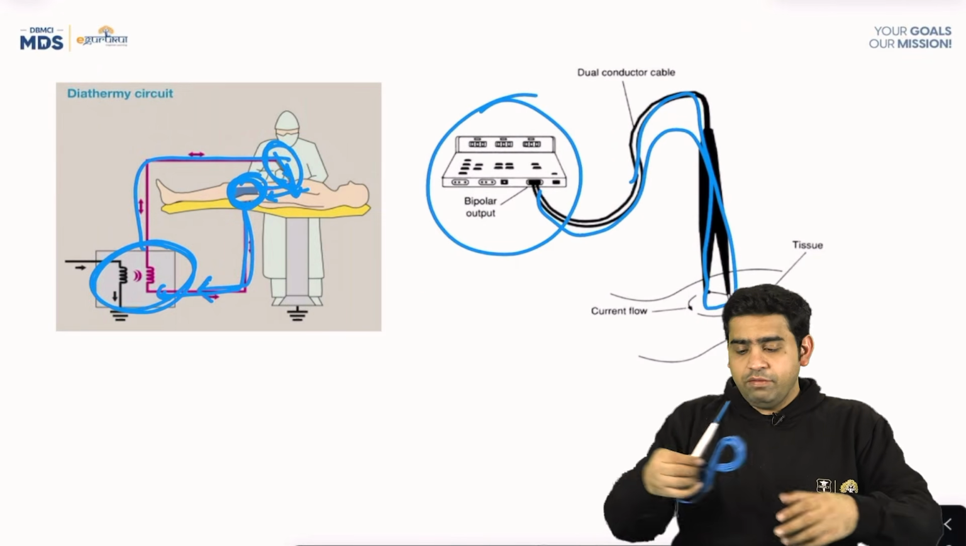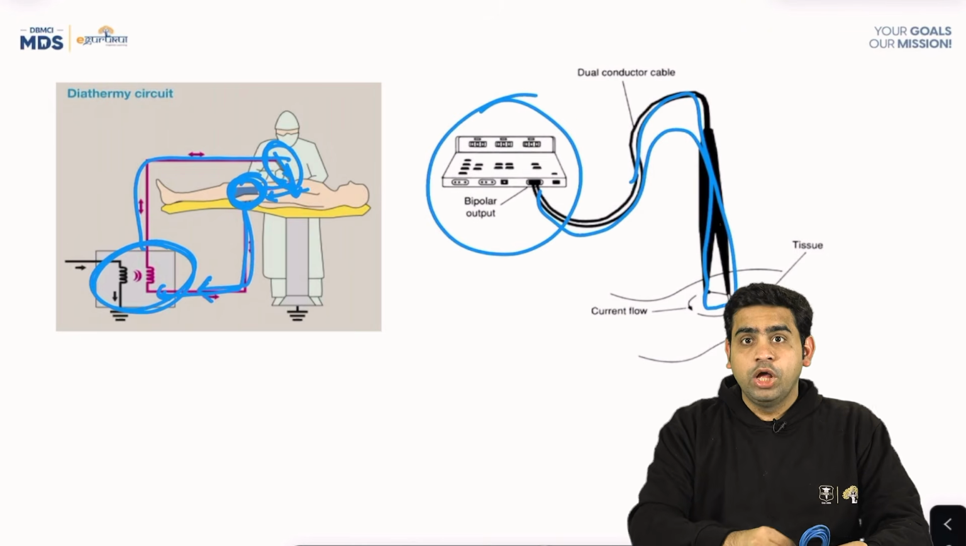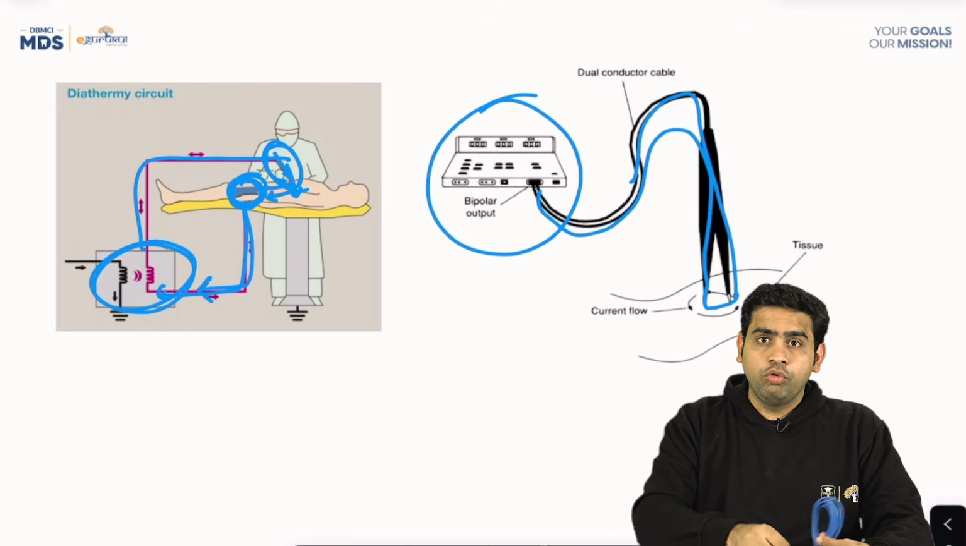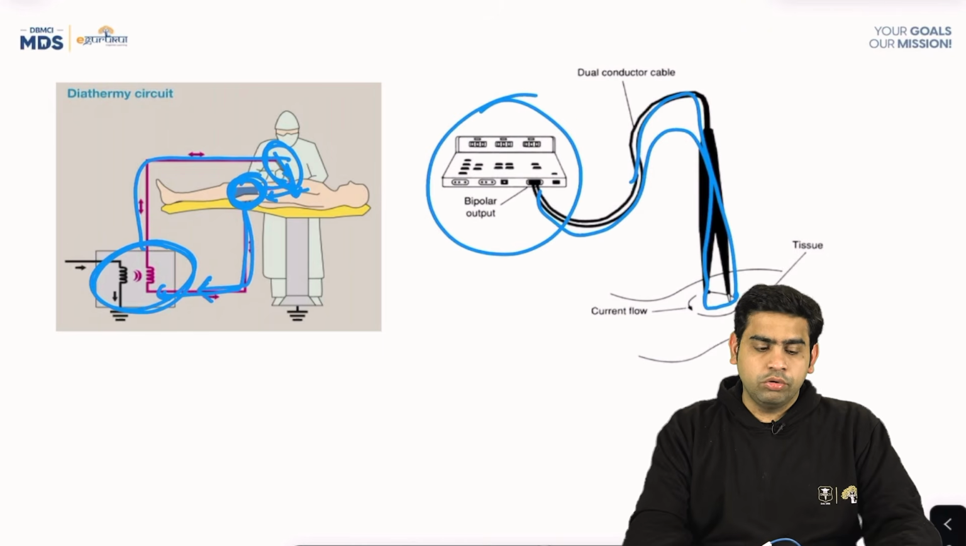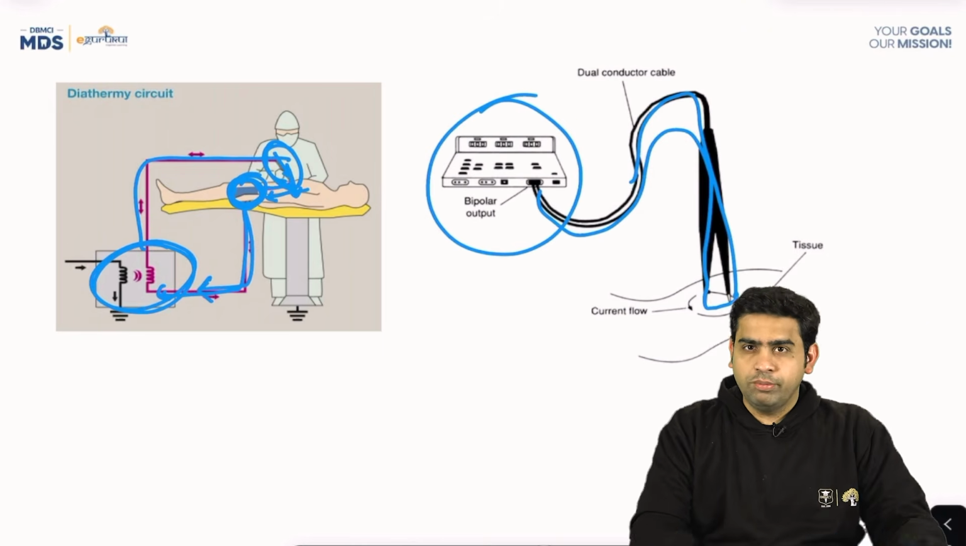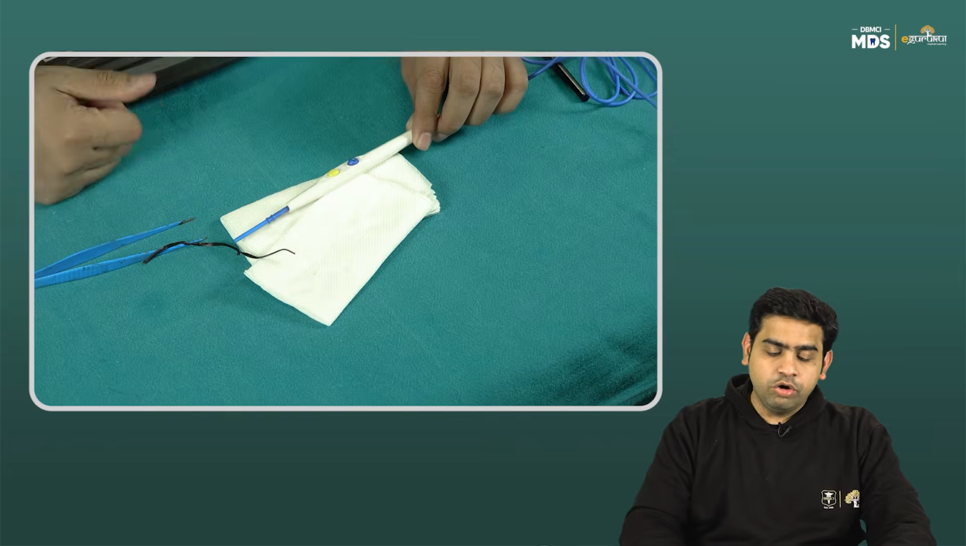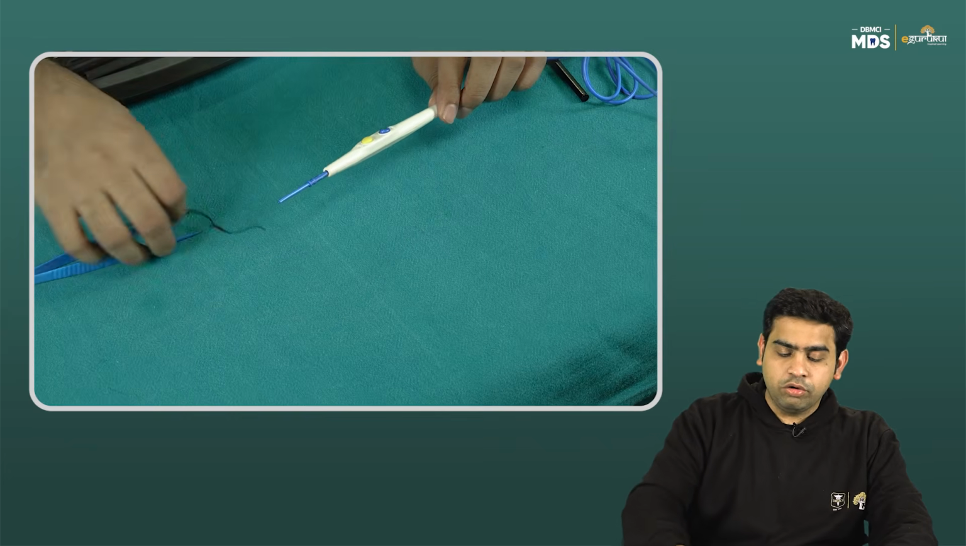Now, in a real-life scenario, this is how your monopolar cautery looks. This is the wire, and this end attaches to your cautery machine. That's fine, nothing major about this. But what you need to know as a doctor is that this is the cautery handle.